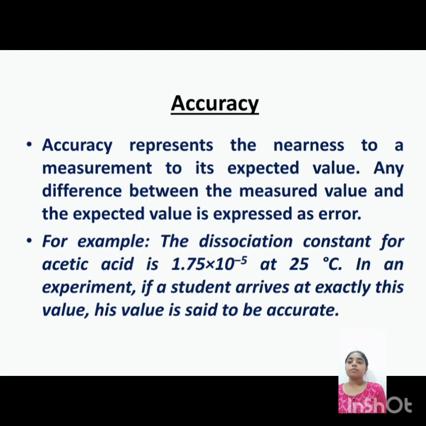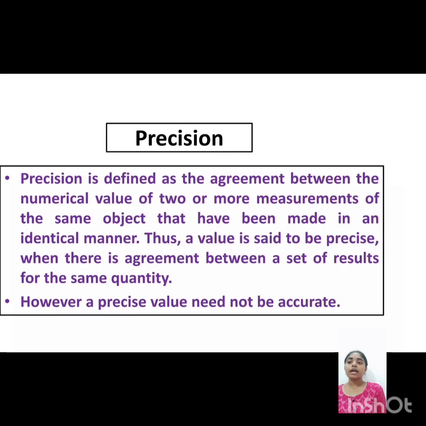The second is precision. Precision is defined as the agreement between the numerical values of two or more measurements of the same object that have been made in an identical manner. Thus, a value is said to be precise when there is agreement between a set of results for the same quantity. However, a precise value need not be accurate. This is called precision and accuracy.